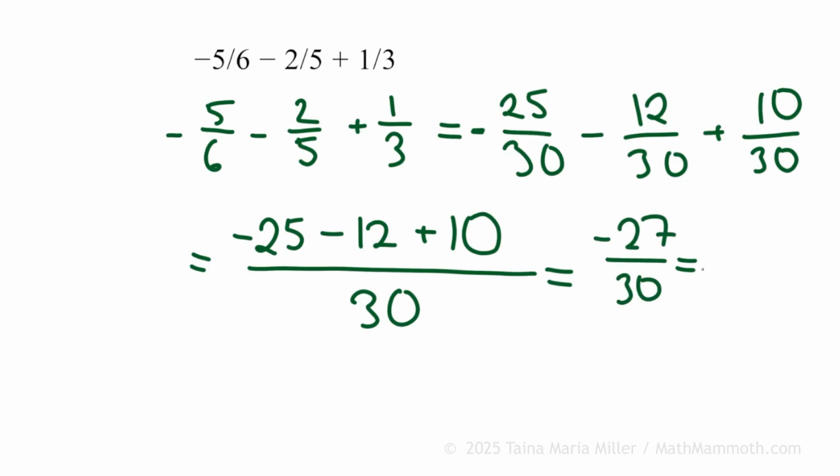And then we can do two things here. One is to move the negative sign here in front. And then lastly, to simplify, because both of these are divisible by 3, so we actually get -9/10.